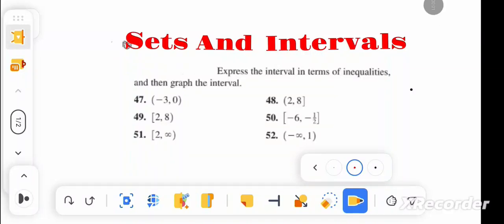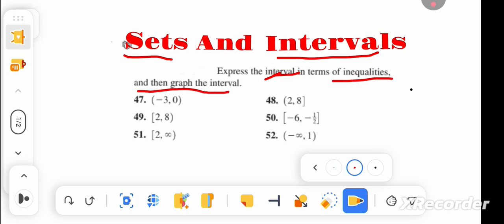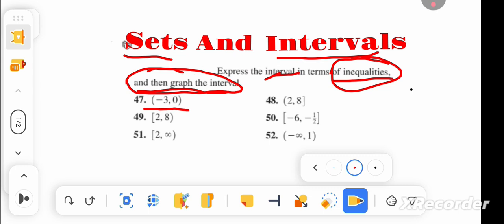Okay, now let's look at sets and intervals. For example, if you have been given a question which says express the interval in terms of inequalities and then graph the interval, then we have the first interval here, which is (-3, 0). So how are we going to express that interval in terms of inequality and then show that inequality on the real line, or on the graph? So let's look at that.